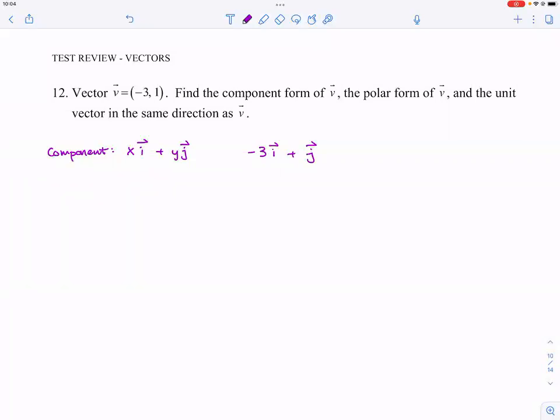Don't put the 1 there. Okay, just put on j. -3 i plus j. That would be your component form.